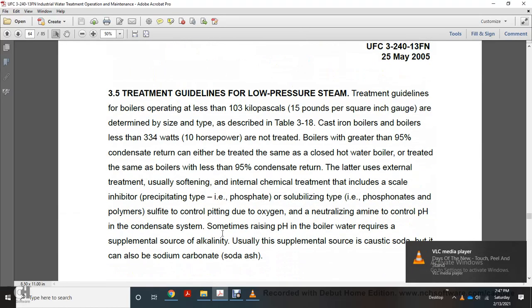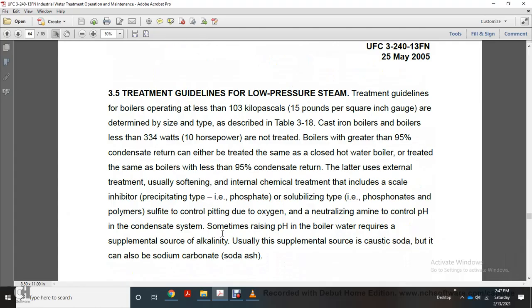All right, treatment guidelines: low pressure steam. The guideline is for a boiler operating at less than 15 pounds per square inch, described in Table 3-8, with cast iron boilers. Boilers less than 10 horsepower are not treated. For boilers with greater than 95% condensate return, and closed and hot water boilers, the same applies. For boilers with less than 95% condensate return, use external treatment such as softening, or internal chemical treatment that includes scale inhibitors, precipitating type phosphate, stabilizing phosphonates, polymers, sulfite to control pitting due to oxygen, and neutralizing amines to control the pH of the condensate system.